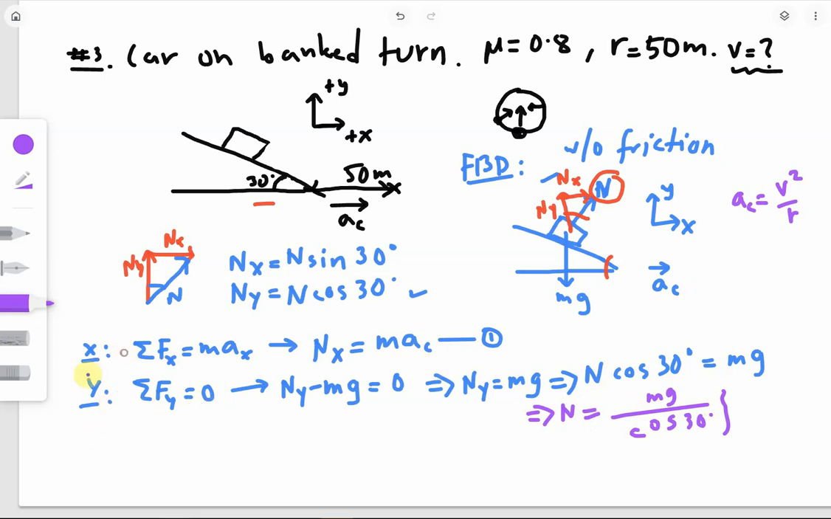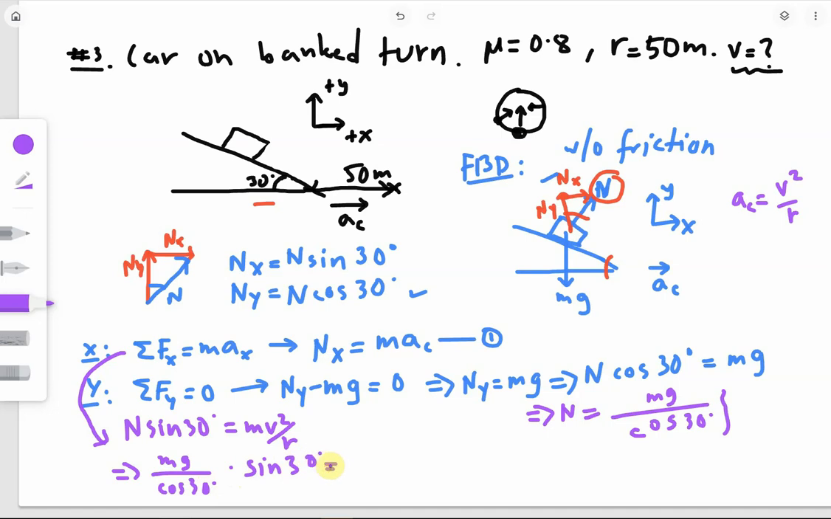So we have from 1, n sine 30, because nx is, remember, n sine 30, equal to m v squared over r. What is n? N is nothing but mg over cosine 30 times sine 30 equal to m v squared over r. Now since both terms have m in it, we can divide m out, so the mass of the car is not relevant in the problem, and we know that r is 50 meters, therefore we can solve for v.